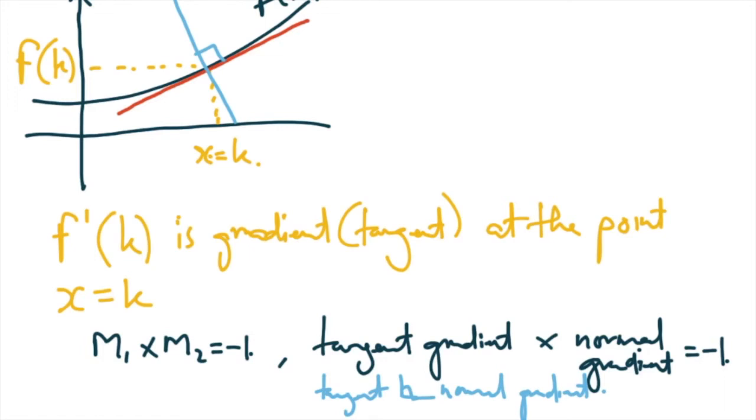First of all, you differentiate and plug in any x value to find the tangent gradient at that particular x value. Once I've got the gradient for the tangent, given the x value, I can find the normal gradient, because m1 times m2, tangent gradient multiplied by normal, will give me -1. So let's look at some examples.